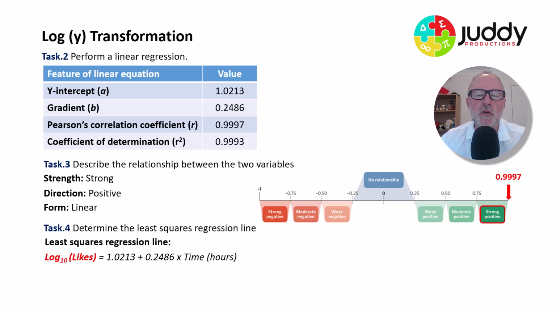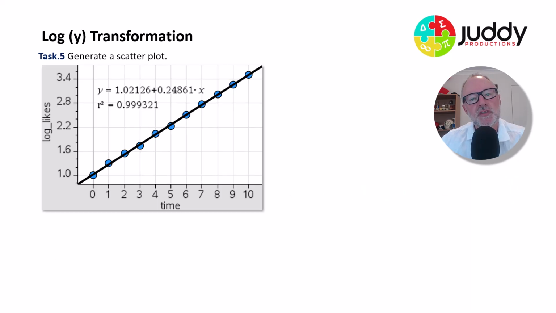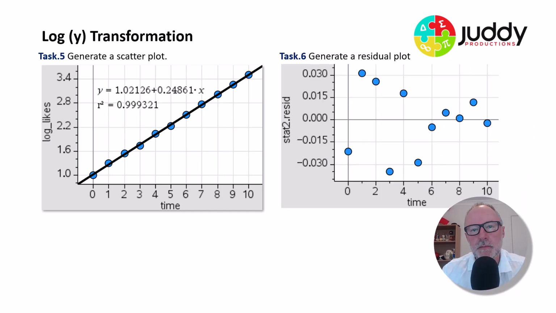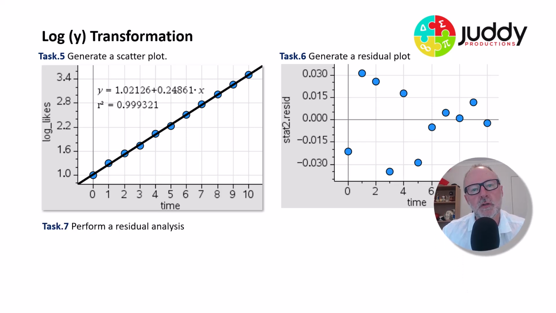Task number 4 was to determine the least squares regression line. So it is as follows. The log to the base 10 of the likes is equal to 1.0213 plus 0.2486 times the time in hours. Task number 5, let's generate a scatter plot. Looks very linear upon observation, and that R squared value is extremely high. Task number 6 was to generate a residual plot. Task number 7 was to perform a residual analysis.